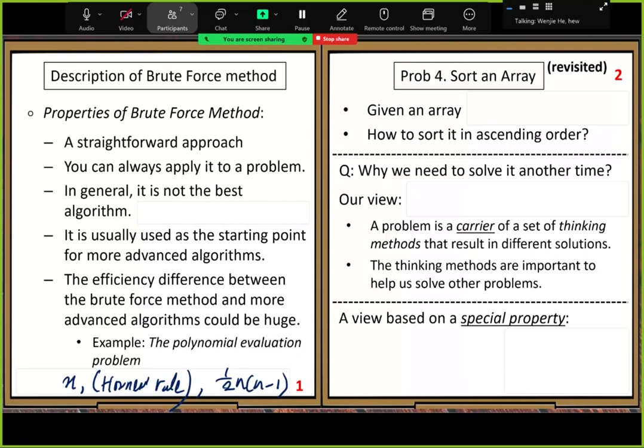This time, we should view this question differently from our first time. First time, we used the minimum, finding the minimum, that view. Here, do not go that direction, okay? If you go that direction, you will get the same solution. So let's go from a completely different direction.